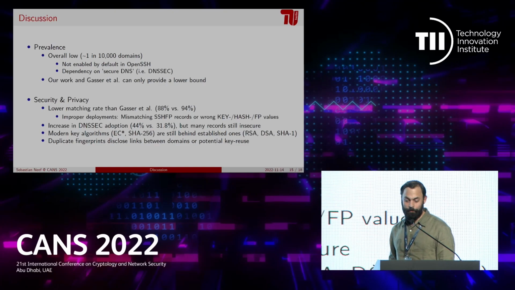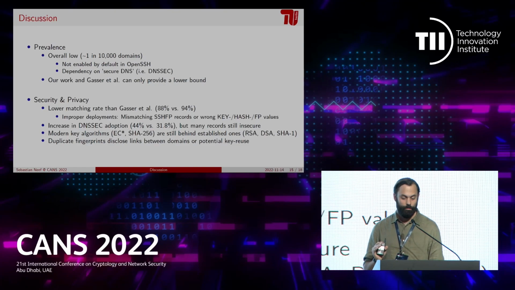So what does it mean? Overall, the adoption of SSHFP records that we discovered is in the order of magnitude of 1 in 10,000 domains. Again, we believe that is due to it not being enabled in OpenSSH by default, and there's no hint for that feature. So there might be just a lack of awareness of that feature. Also, a dependency on secure DNS transport like DNSSEC might be an issue here, because DNSSEC is also fighting with low adoption rates and its own challenges. So the work by us and Gus et al. can only provide a lower bound on that number.